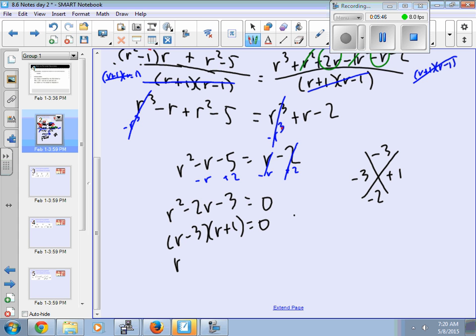So set them both equal to 0 now and solve. And we get the answers of 3 and negative 1. Now, we want to check these. We want to see, do both of these answers actually work?